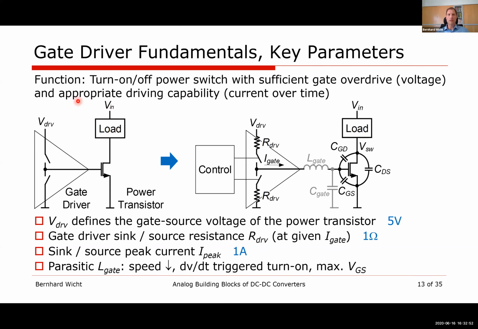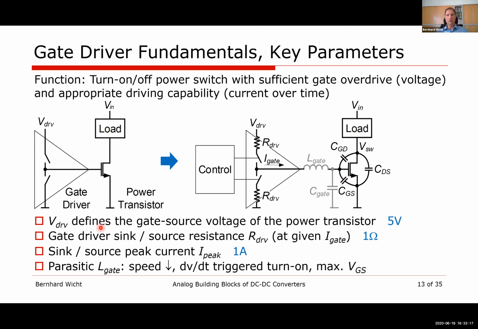But then we also want to turn on our device quickly. That means there is a second characteristic. It needs to have an appropriate driving capability, which means current over time. The gate, of course, is a capacitive load, and so we will see just the current peak that goes to 0 once the transistor is turned on or off. So in the end, the equivalent circuit looks a little bit more complex.